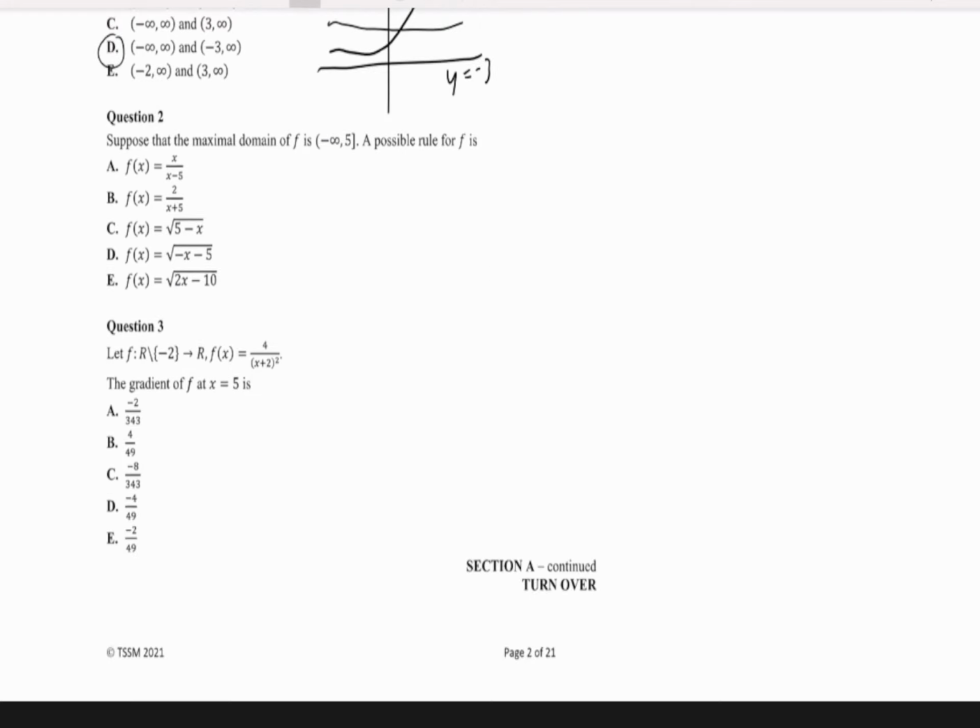Question 2, A and B are obviously wrong. So I just check C, D, and E. So I'd first start off with C, and this would be the graph. And you can see that the maximal domain for root 5 minus x is -infinity to 5. So C is the option here.